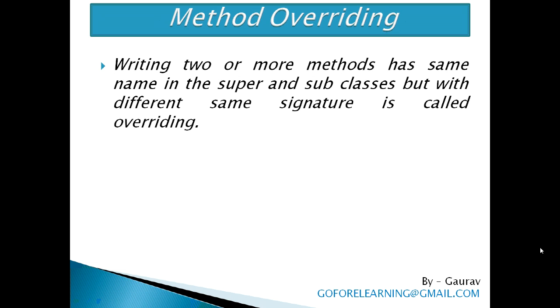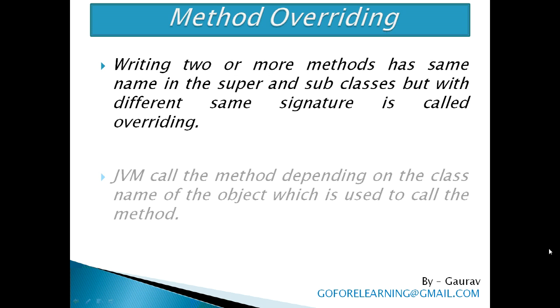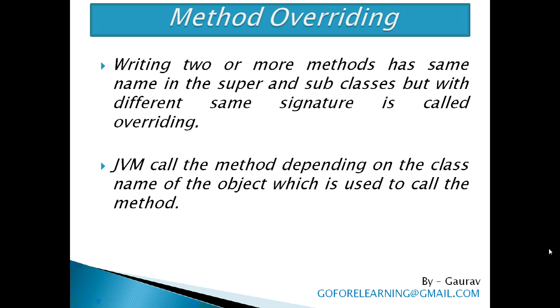Writing two or more methods in super and subclasses such that the methods have the same name and same signature is called overriding. The JVM calls the method depending on the class name of the object which is used to call the method. So the subclass method is the one executed by the JVM. In inheritance, we always create an object of the subclass and hence only the subclass method is called. In this way, method overriding using instance methods is an example of dynamic polymorphism.